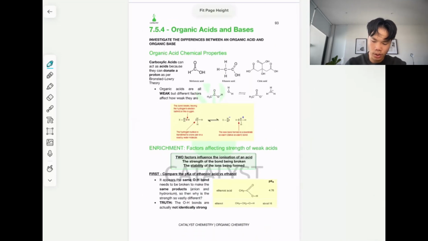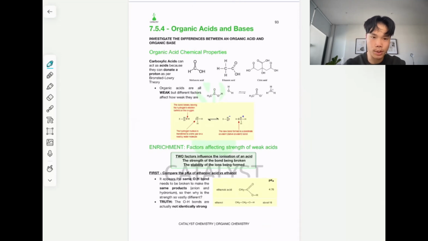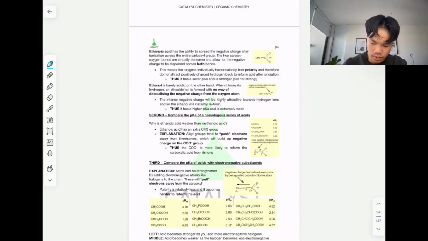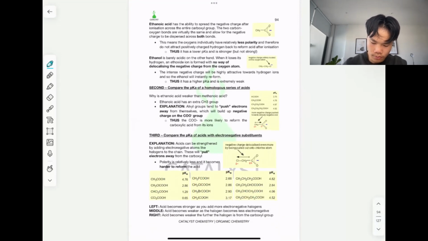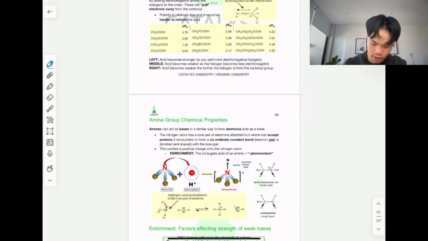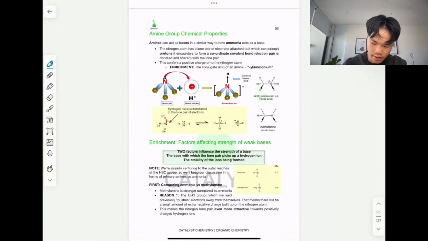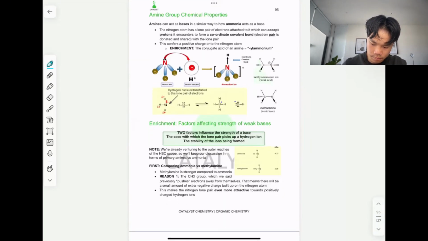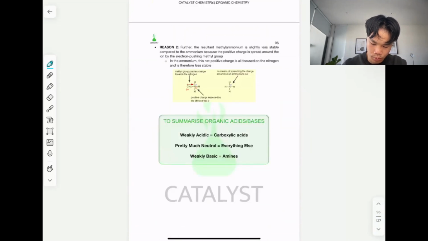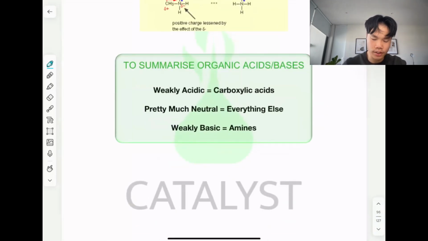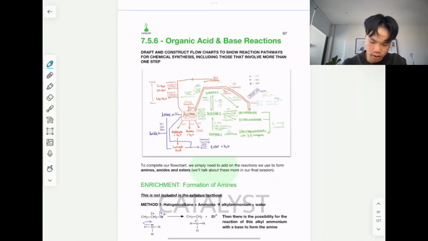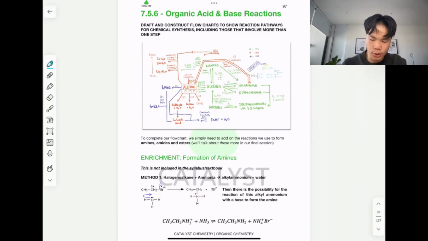So you know how organic acids and bases work. They function similar to an acid and base. This is not overly important. Same as this, this is extension. Yeah, I wouldn't say any of this is overly important. To summarize basically the whole thing, carboxylic acids are weakly acidic, amines are weakly basic, and everything else is pretty much neutral. These reactions we've talked about too, so that's the blue part in the flowchart.